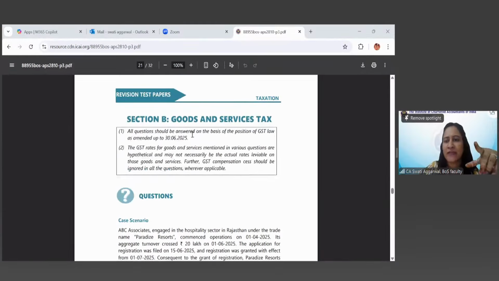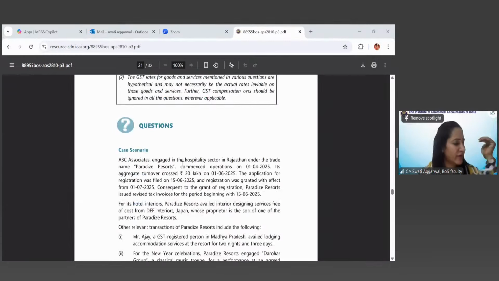So for January 26 examination, as you know, the cutoff date applicable is 30th June 2025. So let us go through the case scenario simultaneously. You may also go through the file.